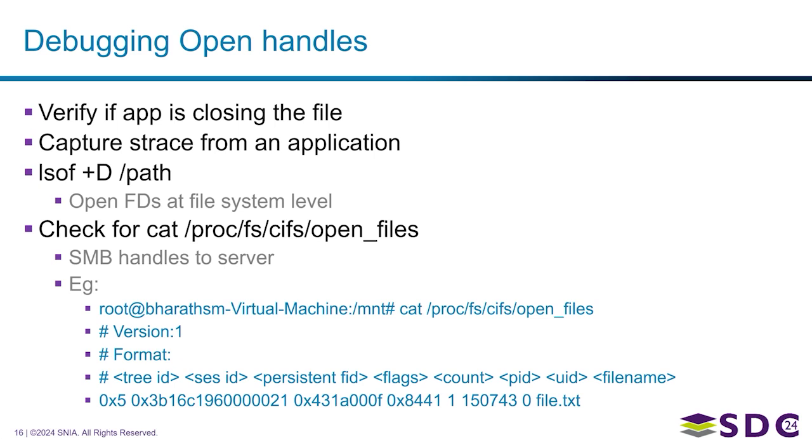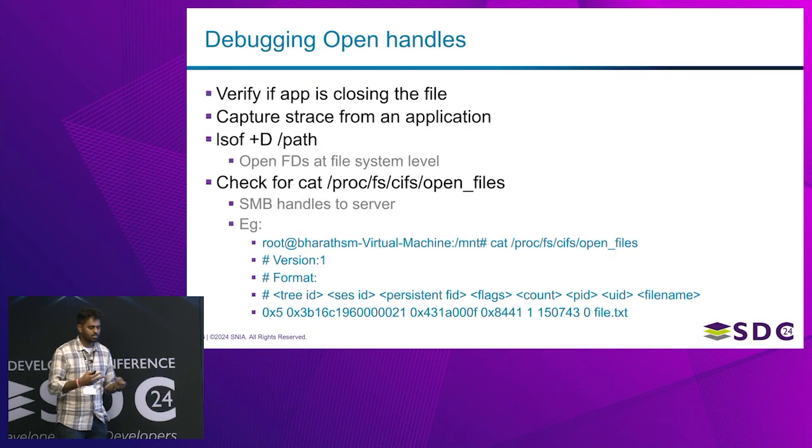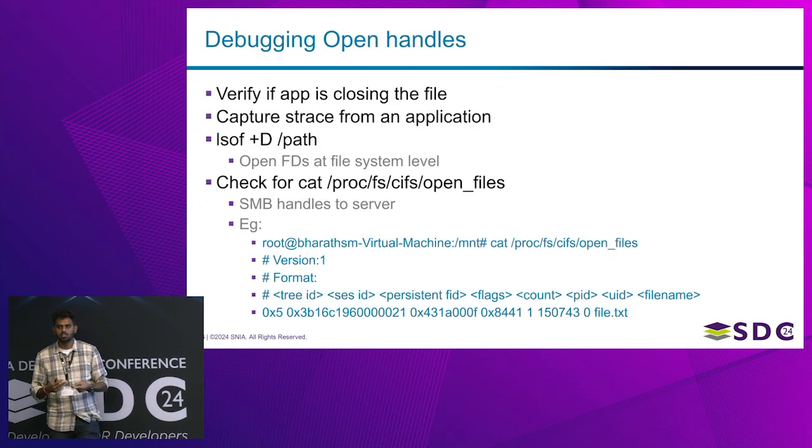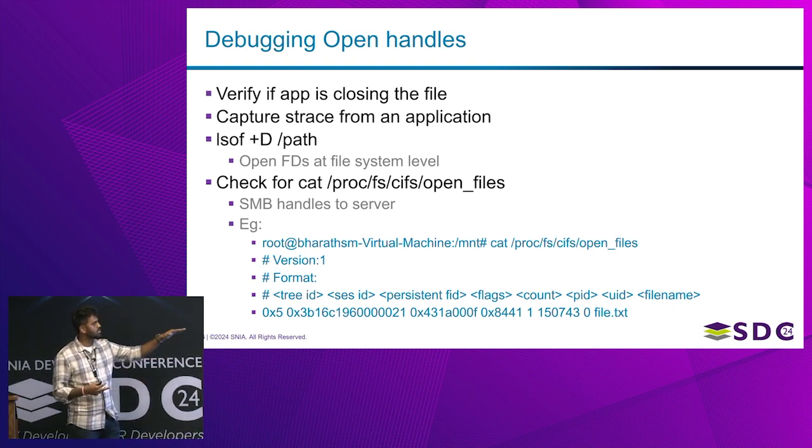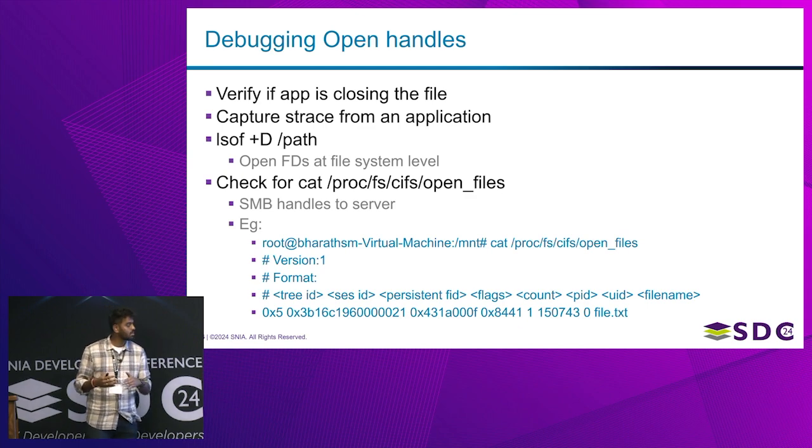Then another common issue that we have is leaked handles. Leaked handles can happen for multiple reasons. One of them would be a leak at the application, a leak at the client side, or a leak at the server side. If there is a leak at the application, then we have the strace tool to check if the close call is coming from the application to the kernel.